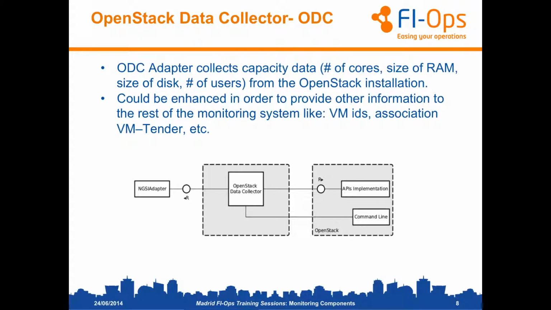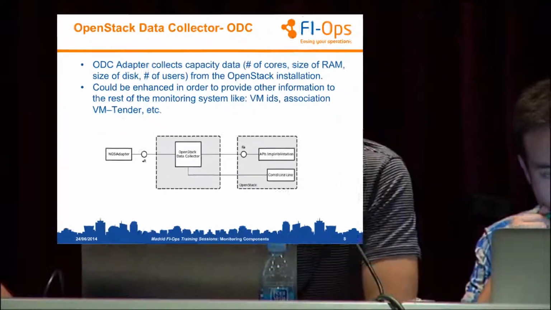And the OpenStack Data Collector, which is quite simple. The Odyssey adapter collects capacity data, such as number of cores, size of memory, size of disk, and number of users, from the OpenStack installation directly from the API and the command line. It could be enhanced in order to provide all the information to the rest of the monitoring system. And this OpenStack Data Collector goes directly through the NGSI, as I said before, in the general architecture. And the monitoring seems pretty simple. It's not, but it's working.